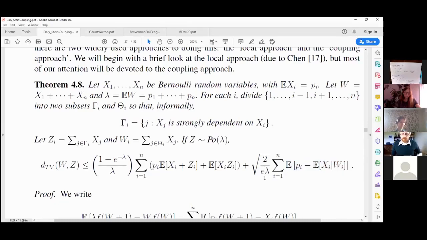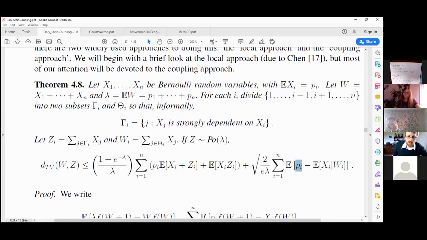But what have I got? What's this second term? It's essentially telling me about the difference between the expected value of my Xi's and the expected value of my Xi's conditional on everything outside those sets gamma. Just for the sake of notation, these sets theta are everything else that isn't in my strongly dependent set. Maybe those things are independent, in which case this conditioning does nothing and that term goes away. Or maybe they're weakly dependent, in which case that term doesn't go away. In any case, this is telling me how far the expectation of my Xi's is unconditionally compared to conditional on everything that it's not strongly dependent on.